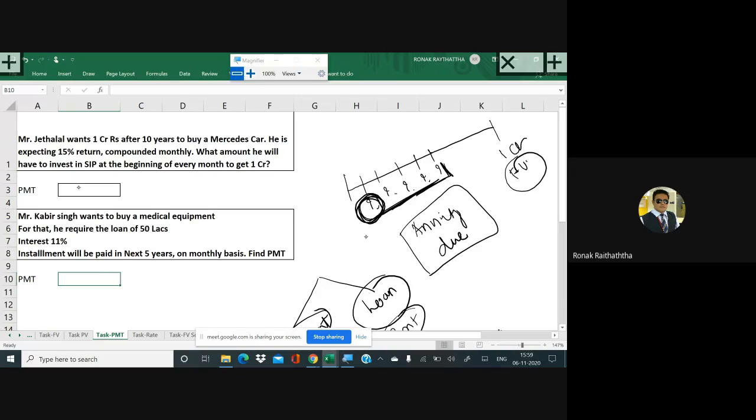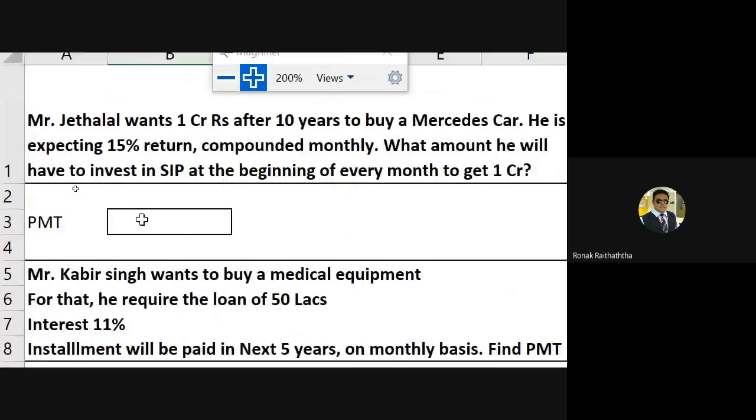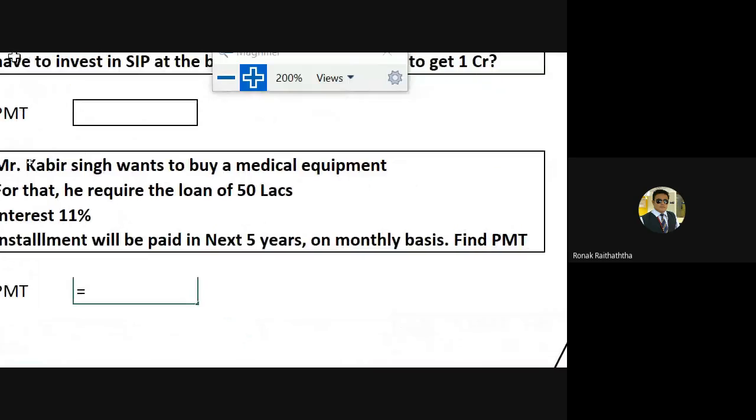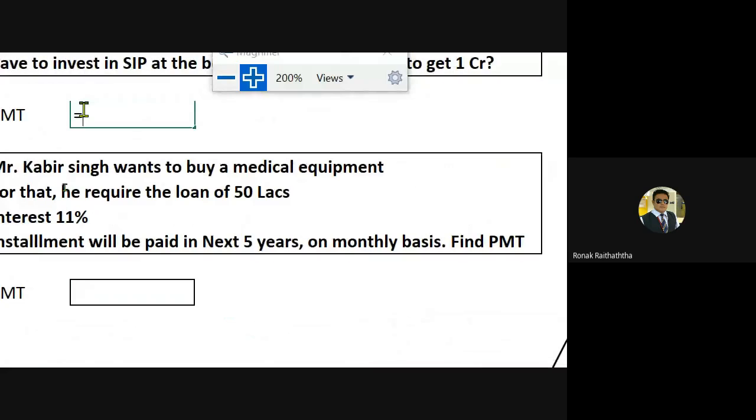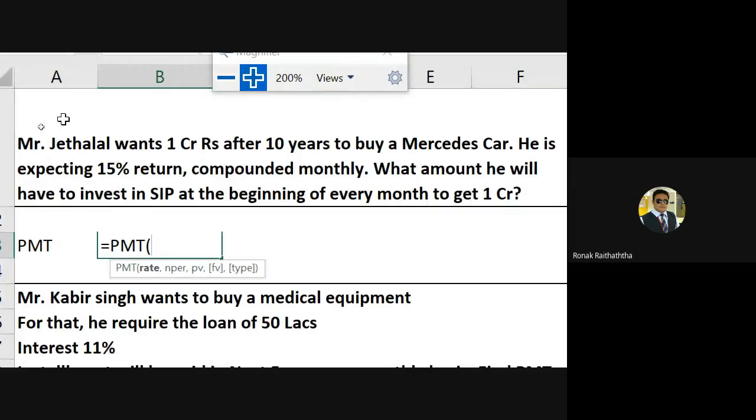So we are supposed to find this PMT, which is an installment amount. Starting with the sign of equal to, everyone should start it along with me. Equal to PMT, opening the bracket, and it asks the rate from me. What rate should I write? Everyone, can someone tell me?